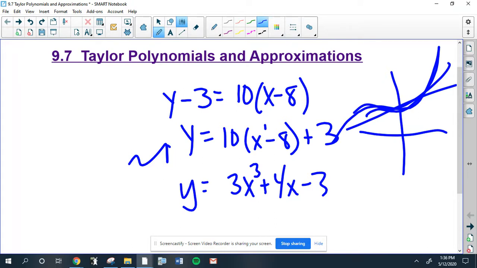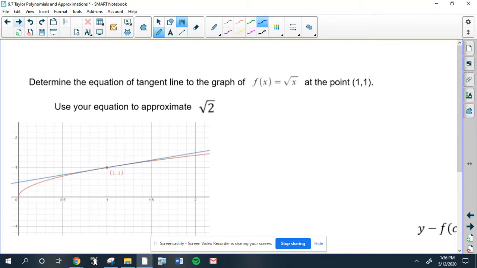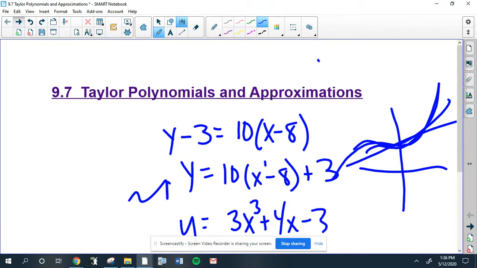So we're going to start with something we already know how to do. We're going to determine the tangent line to the graph of the square root of x at (1, 1). Then we can use that tangent line to approximate the square root of something close to 1. We're going to do the square root of 2, which isn't that close really in calculus. Maybe 1.1 would have been better, but we're going to do that anyway.